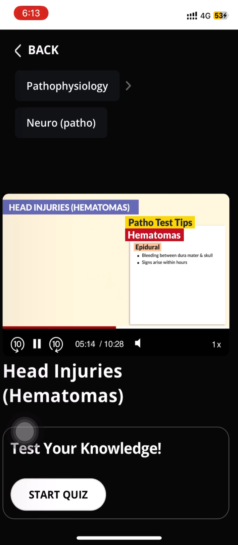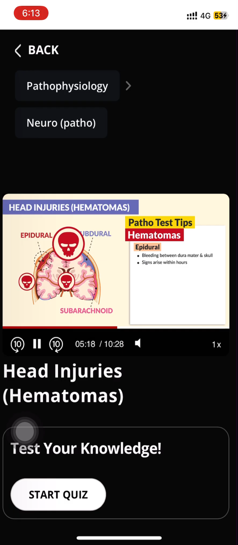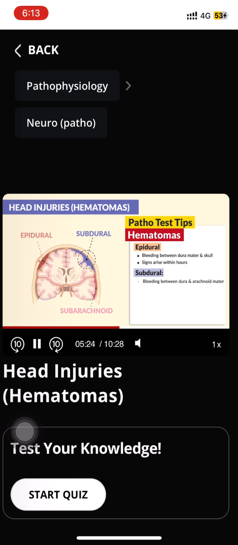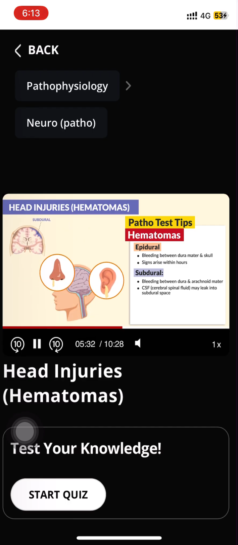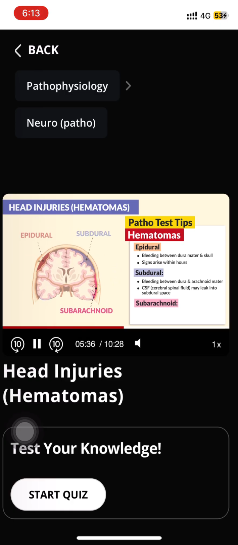So this is why epidural hematomas are the most deadly here, because this bleeding is between the dura mater and the skull. The second is subdural hematomas, bleeding between the dura mater and arachnoid mater. Now it's a little deeper inside the brain. So the CSF, the cerebrospinal fluid, may leak into the subdural space. And the last one here is the subarachnoid hematomas. This is bleeding between the arachnoid and pia mater.